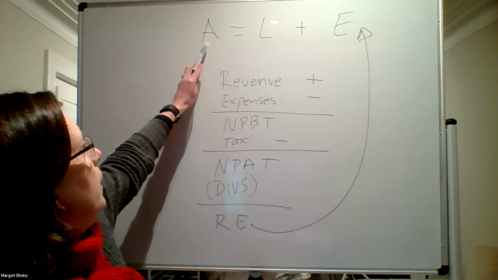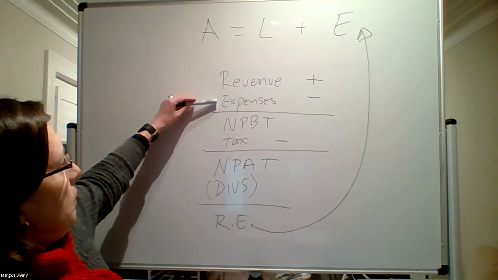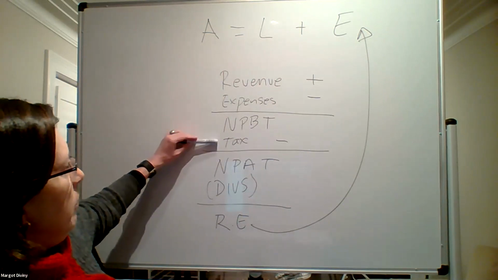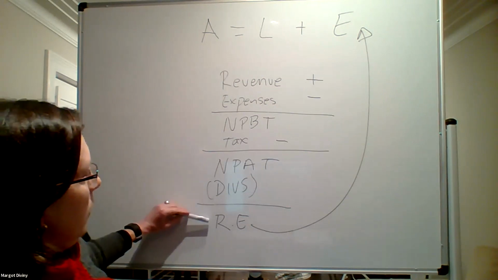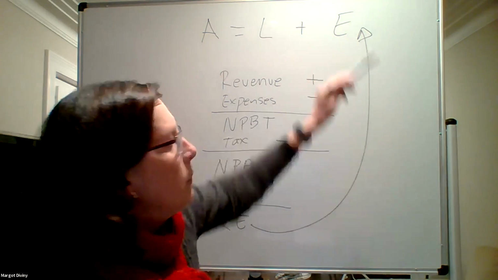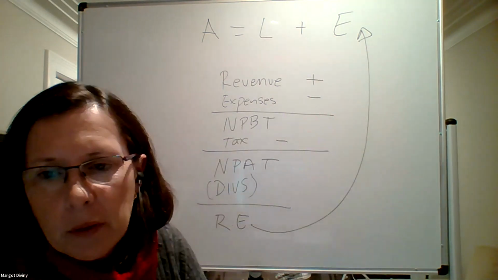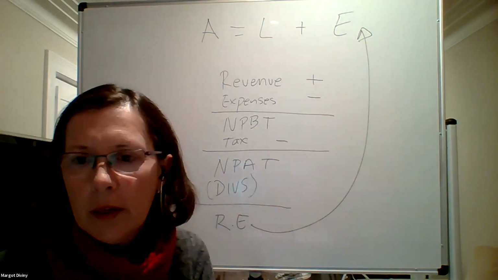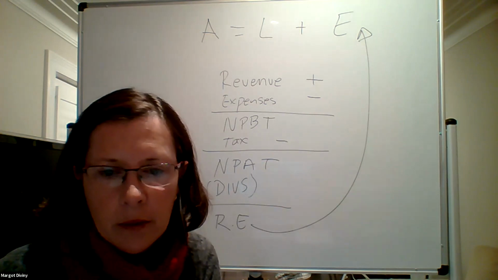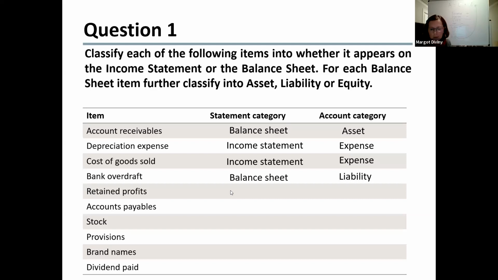So you've got to remember this relationship. Assets equals liabilities plus equity. Revenue minus expenses, net profit before tax, minus tax gets us net profit after tax. Dividends are optional. Whatever's left over comes up here with equity. So equity is made up of share capital, and if the company is profitable and they don't pay it all out as dividends, then it will be supplemented with retained earnings. Okay, go back to here. All right, so that's where that one goes.